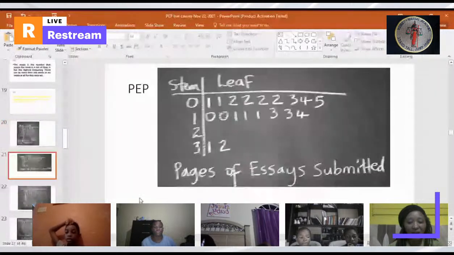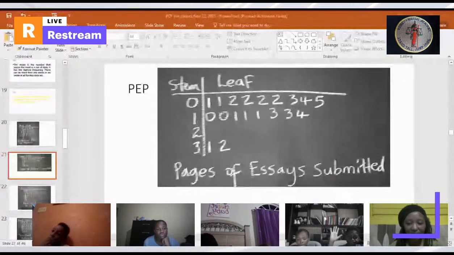It says submitted by students. All right, so pages of essays. So each student submitted, you know, some persons write lots and some persons write just a little.